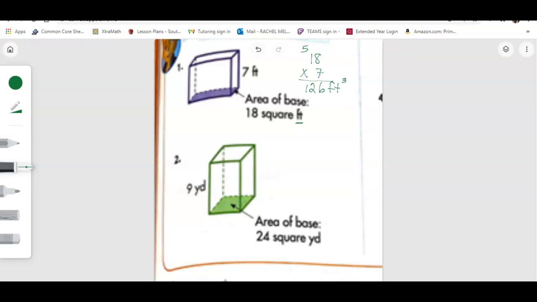Same thing down here. They're telling me my area is 24. They're telling me I have 9 layers. 24 times 9. What's 9 times 4? 36. 9 times 2 is 18, plus 3 is 21. So it's 216 cubic yards.